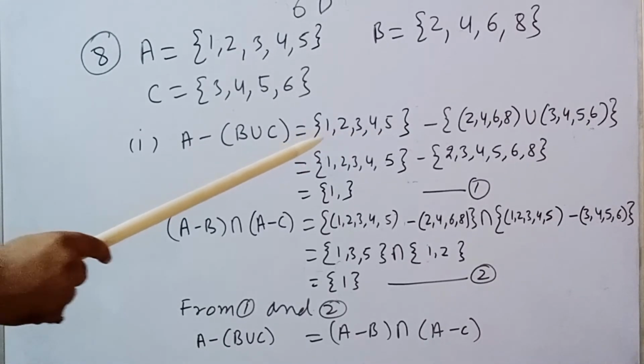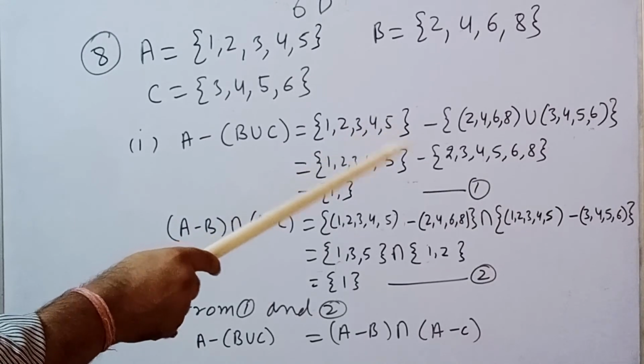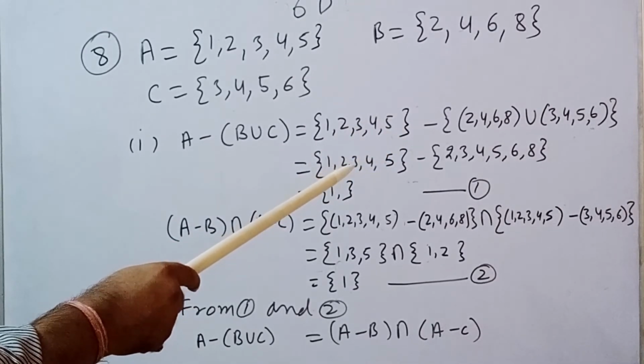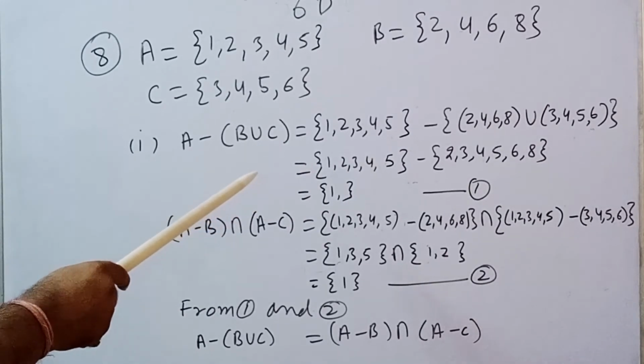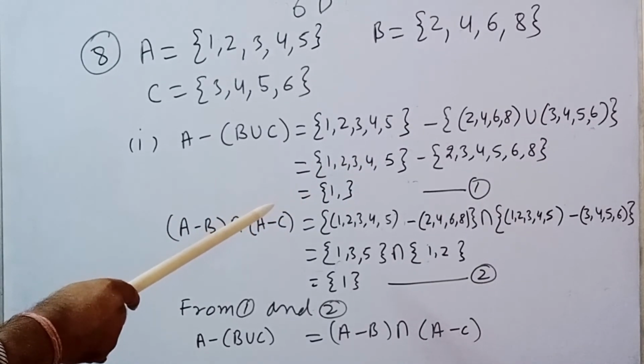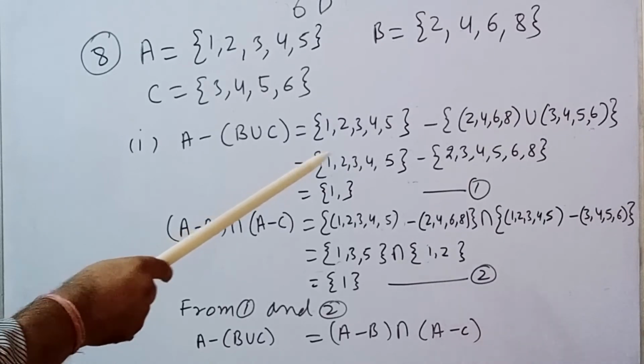B union C means all the elements of both sets. So that means {2, 3, 4, 5, 6, 8}, and here A is {1, 2, 3, 4, 5}. Now the difference of that is 1, the element that is in A but not in B union C.